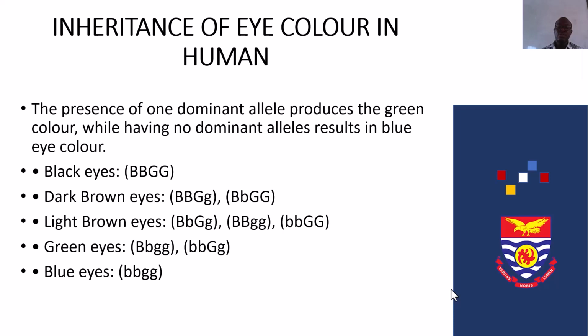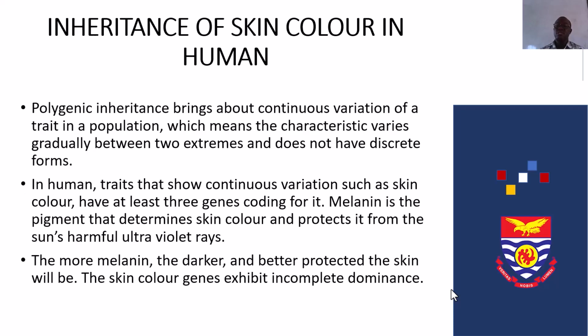and GG dominant. Green eyes: we have B dominant, B recessive, GG recessive, and BB recessive, G dominant, G recessive. Blue eyes: we have BB recessive and GG recessive.